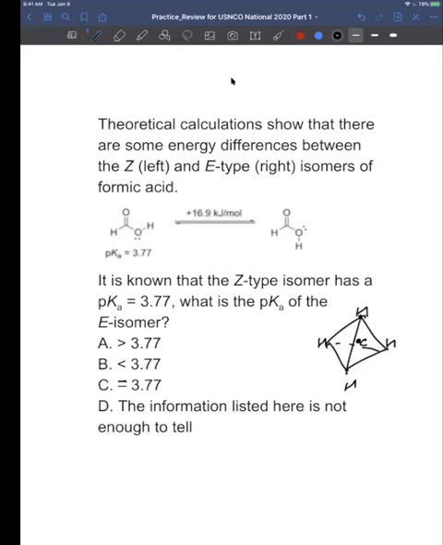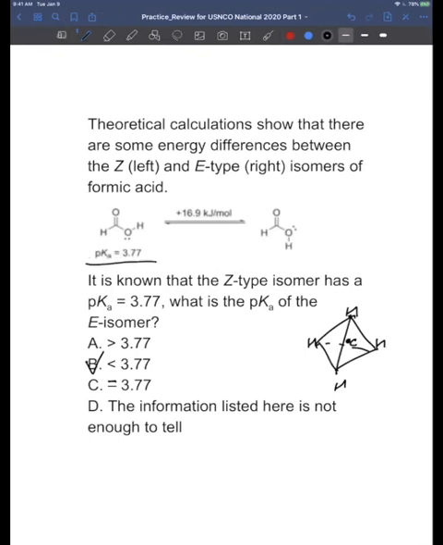More students choose B. B is the correct answer because the Z isomer is more stable, and the E isomer is less stable. And after the deprotonation, there is no difference between the Z and the E, right? So the more stable one will be easier to lose the hydrogen, so it will be more acidic, and then the pKa will be smaller. Make sense?